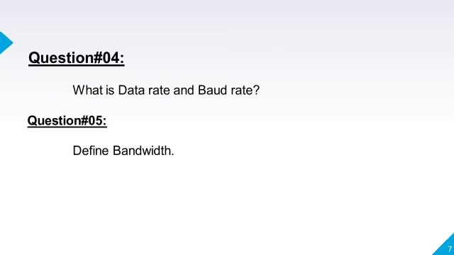Our next short question is, define bandwidth. Bandwidth describes the overall data transmission capacity of a medium or a channel. It represents the amount of data that passes through a network connection per unit of time. The bandwidth is also measured in bits per second like data rate.